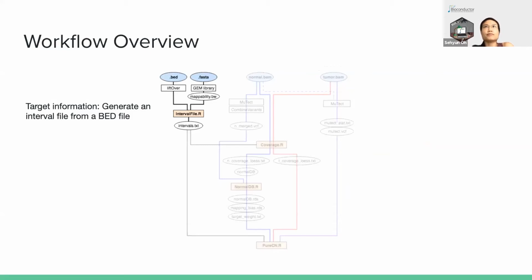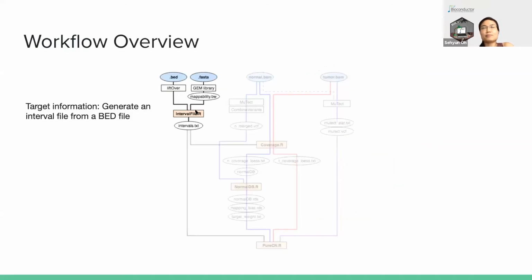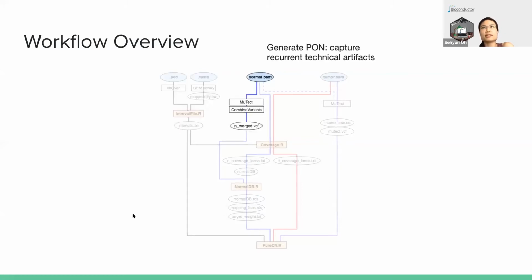this workflow overview. This is practically the same, but I put in a little bit of the names of the tools and the intermediate output files between the different steps. First you need to get the target information using the BED file. This will generate an interval file from the BED file that you need to use in the downstream analysis. Next you need to generate the panel of normals, which will capture recurrent technical artifacts.